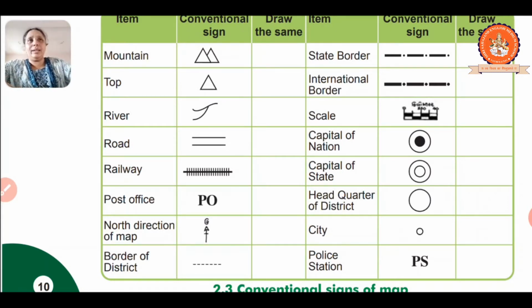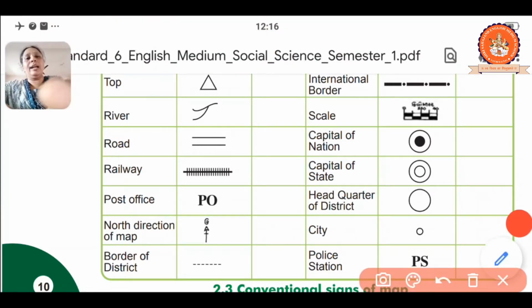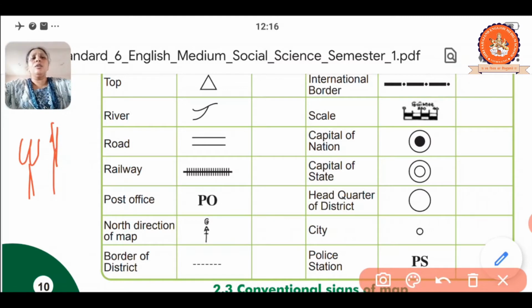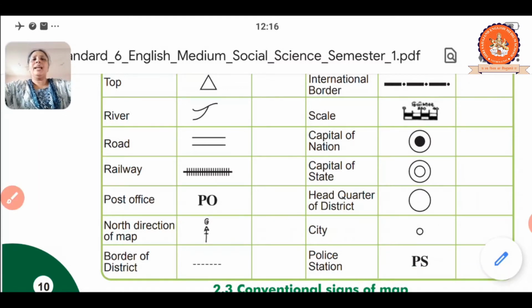If you are traveling on the highway, okay, and you need food, what conventional sign will you see? You see on your screen, I will brush it. This type of knife and spoon, so we can know that a hotel is nearby. Okay, that is a conventional sign. If you want to go to a petrol pump, far away they give the information by a board, okay, the petrol pump is after 2 kilometers, and this is a conventional sign. Anything we show by a picture is called a conventional sign.